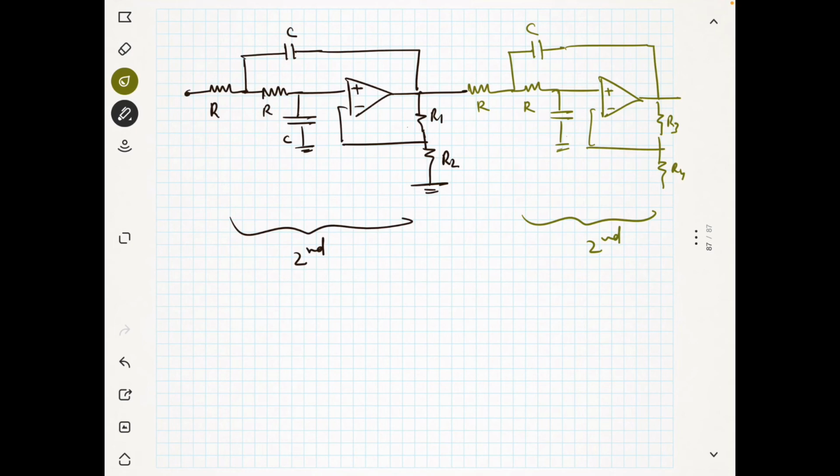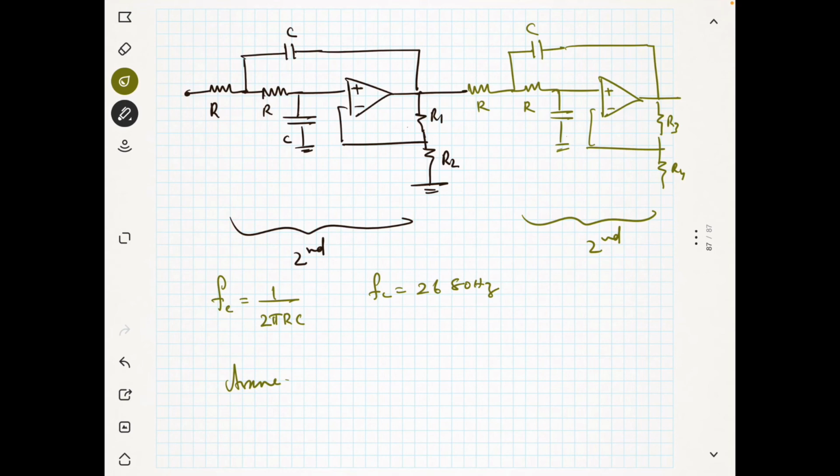Now you see all the resistors are equal, so it's very easy to find the critical frequency. It is 1 by 2 pi RC. You can select any value for R or C according to the critical frequency, and the critical frequency FC is given as 2680 hertz. So I am assuming some standard value for RC.